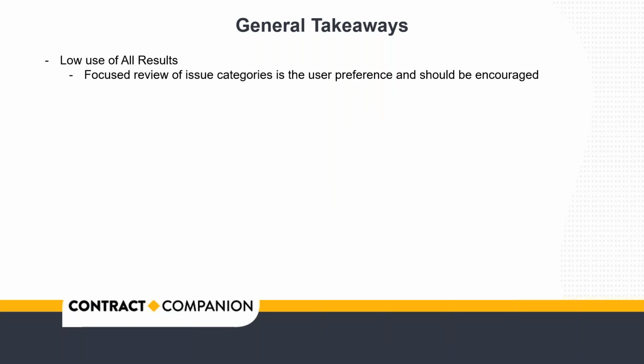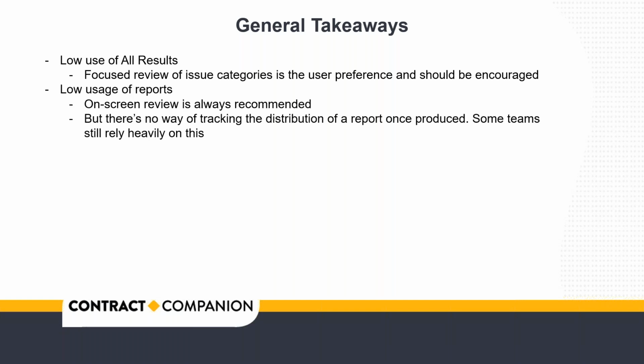A little more that we know is that the all results button doesn't see much use. And that's for the best. A focused review of issues is far more effective than viewing simply everything and trying to wade through it. It helps with focus, and it helps with reducing text switching. So we're happy this is the case, and we want to encourage the use of this more.